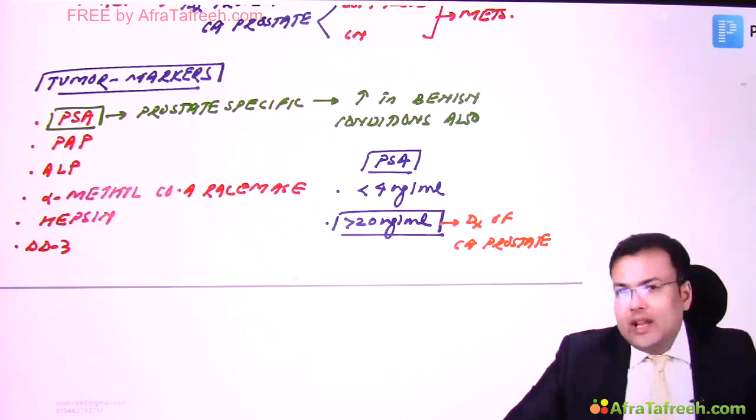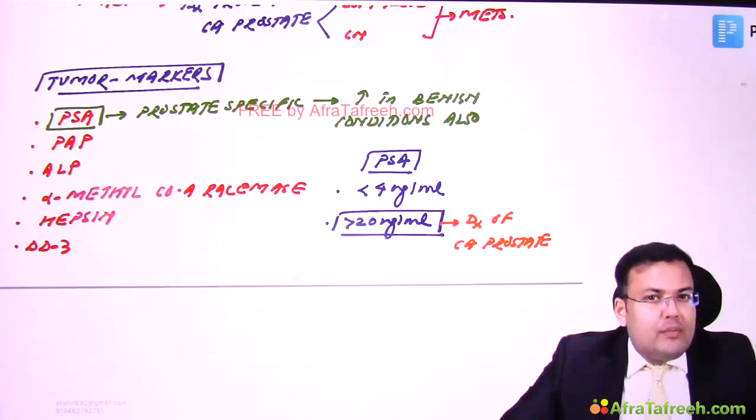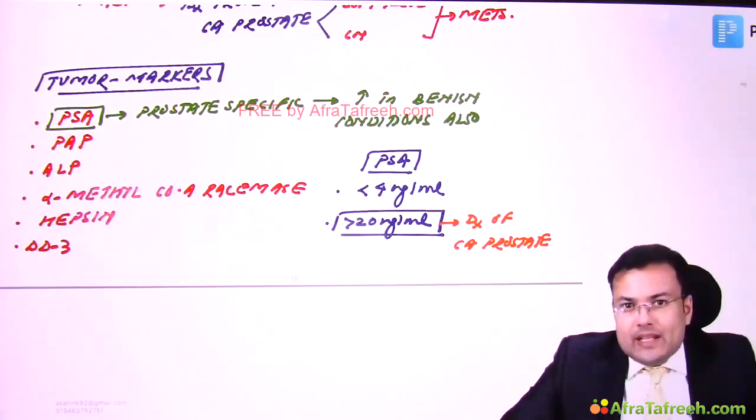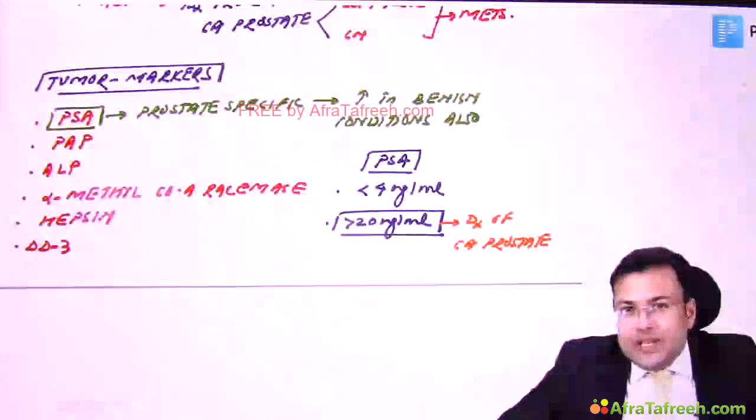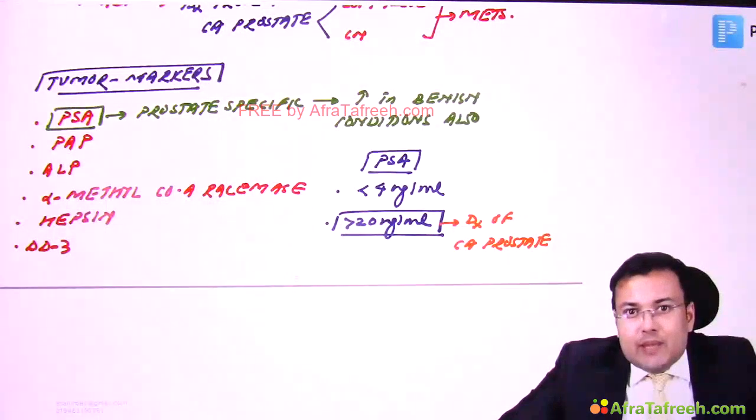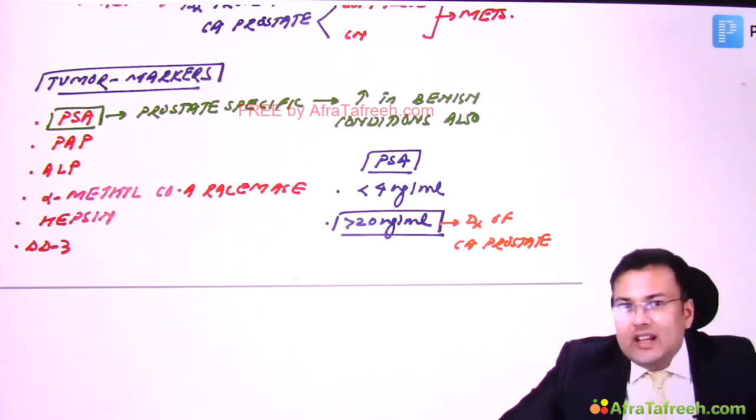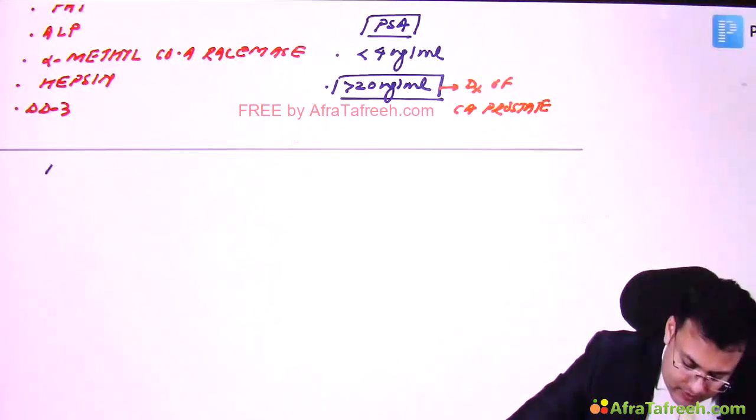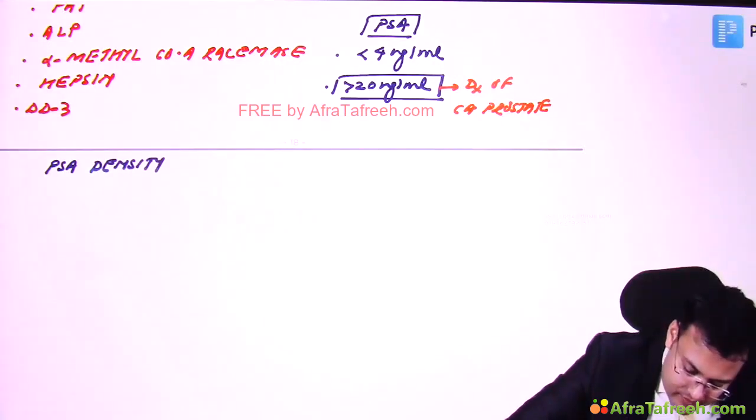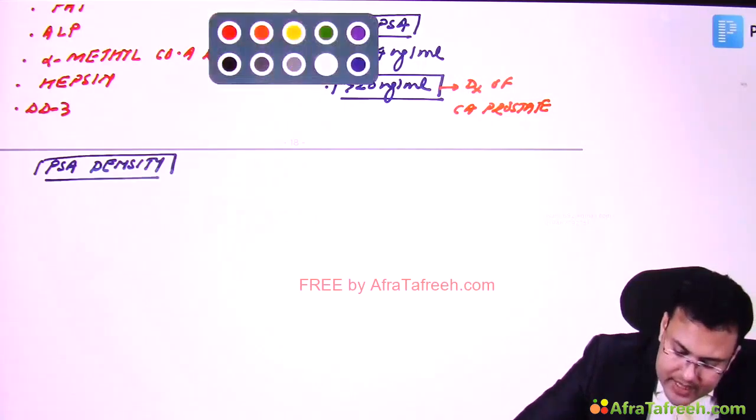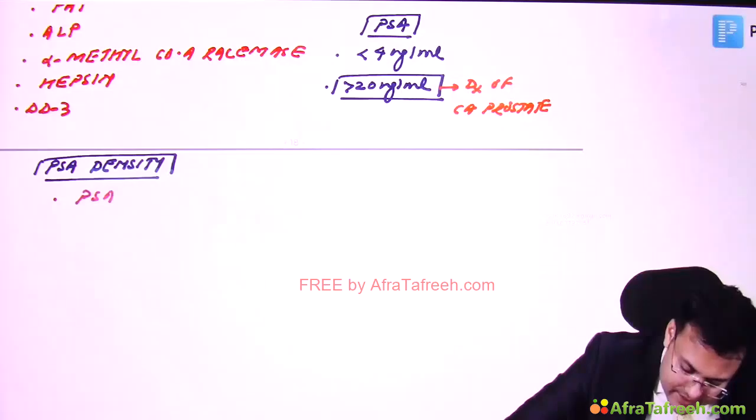Okay. There are two terms which are asked. One is PSA density and second is PSA velocity. So what is PSA density? It is the PSA divided by prostate volume. That is density. And what is PSA velocity? It's the rate of change of PSA. Okay. So two terms. One is PSA density. Clear? So this is PSA, prostate specific antigen, divided by prostate volume.